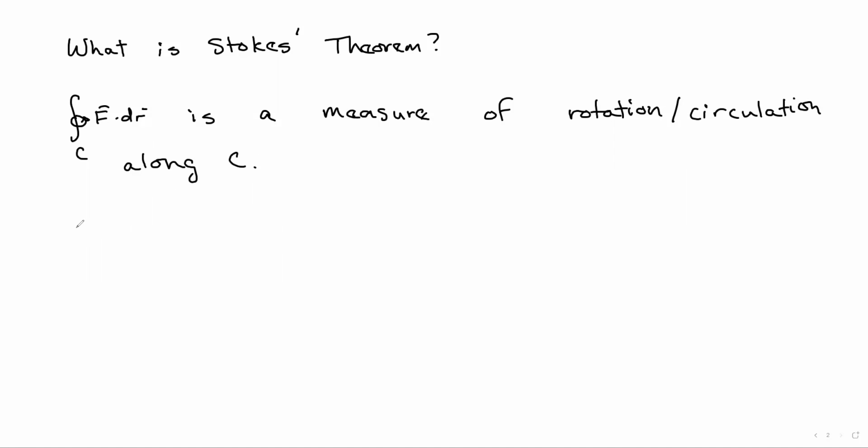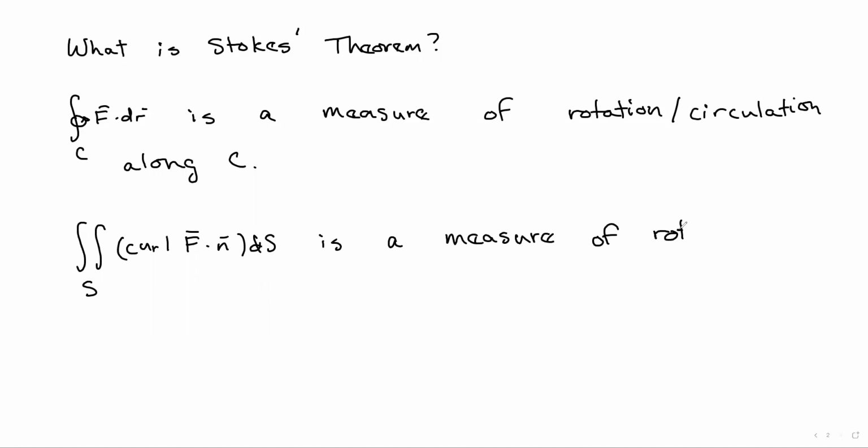Okay, and then what is this other thing? Let's think about it for a second. We've got curl of F dot n dS. It may not be obvious what this is. We'll discuss it a little bit more to establish this. But what this is, is a measure of rotation at points that are on the surface.